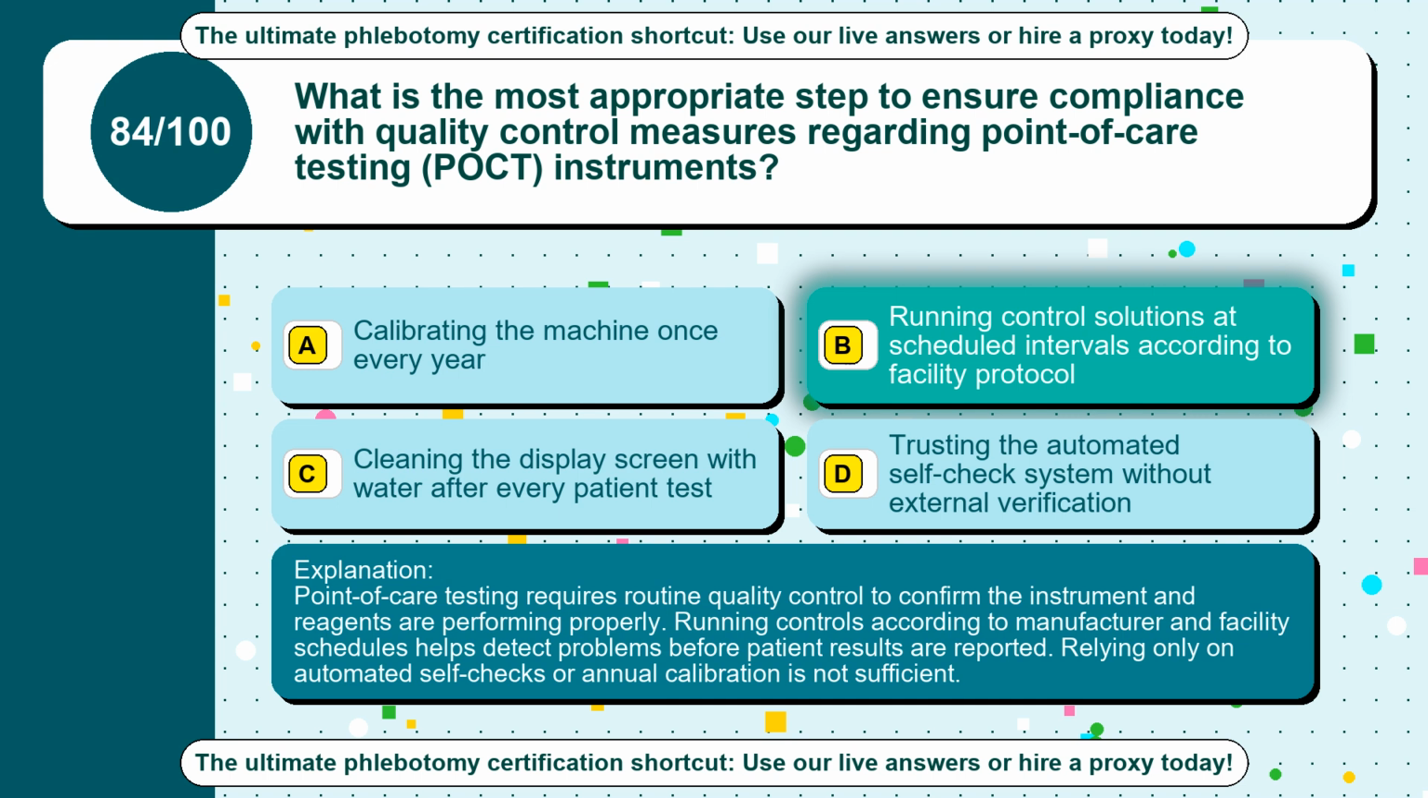Point-of-care testing requires routine quality control to confirm the instrument and reagents are performing properly. Running controls according to manufacturer and facility schedules helps detect problems before patient results are reported. Relying only on automated self-checks or annual calibration is not sufficient.